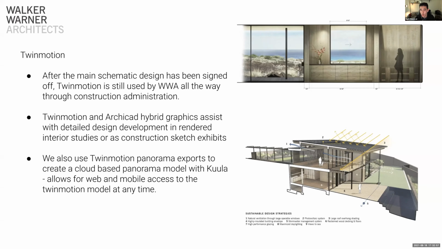On the bottom right, you also see how we, again, use Twinmotion and Archicad in tandem to create these simplified visualization graphics for sustainability diagrams, award symbols, whatever you need. And one other way that we use Twinmotion that Tom has talked about is with a website called Kula, which basically creates a cloud-based panorama model that anyone with the link can access. It's really helpful, especially if your client doesn't happen to have a supercomputer that can run the model, like most clients don't. I'll show you a quick glimpse at how we use this Kula tool to access our 3D model anywhere.